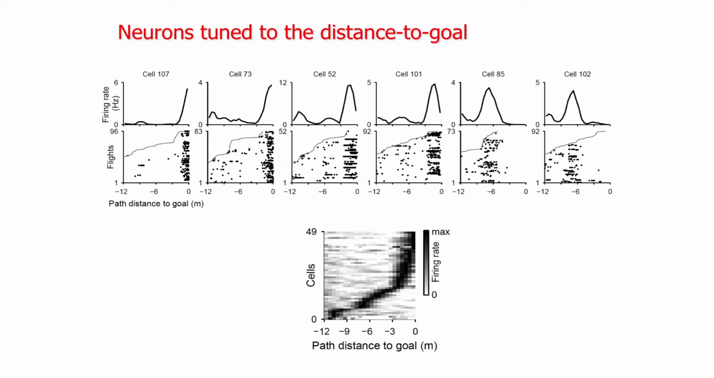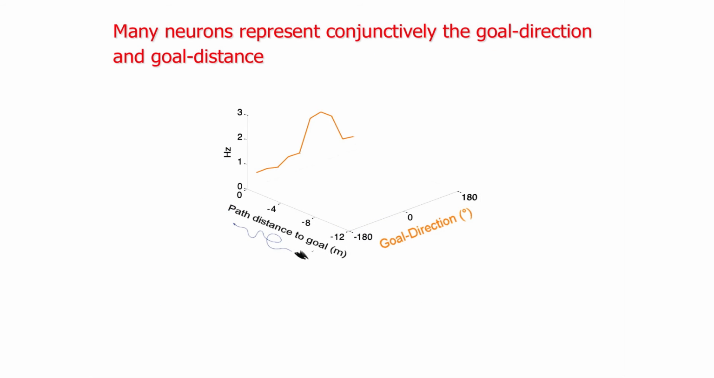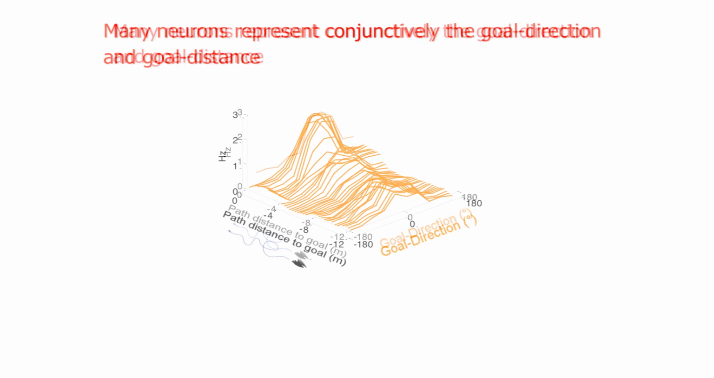I think I'm running out of time, so I'll skip that. Just to say that many neurons are tuned conjunctively to the goal direction and goal distance. Like that cell is tuned to goal direction 0, but when you look back along the distance, you see the firing rate goes down. So this is conjunctively representing the goal direction and the distance to the goal.